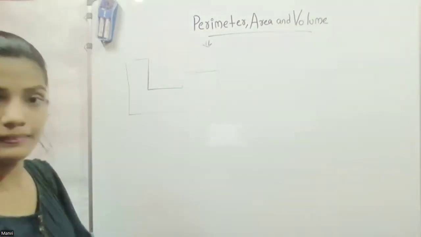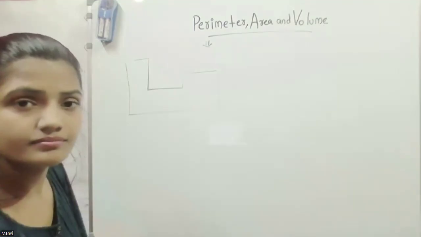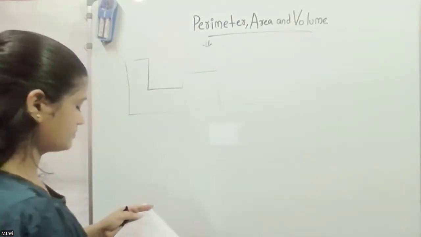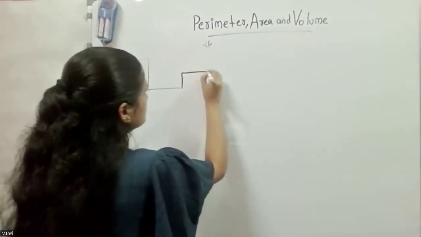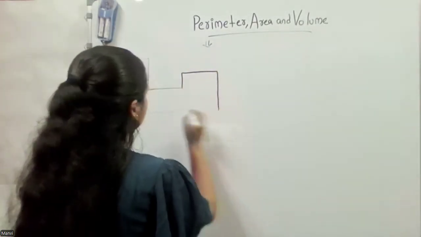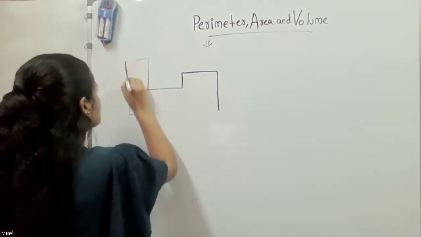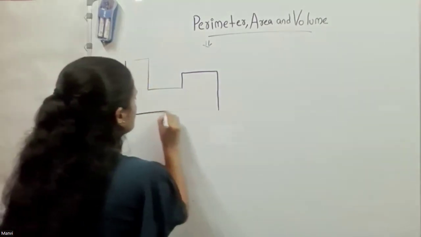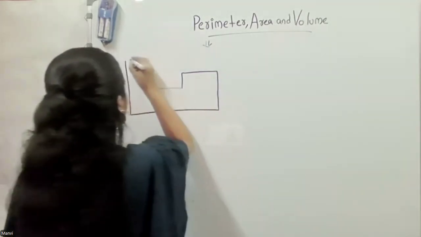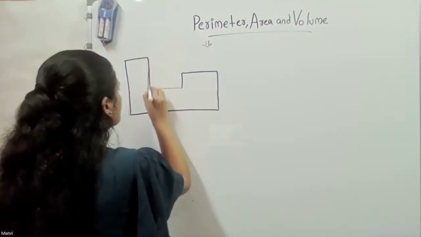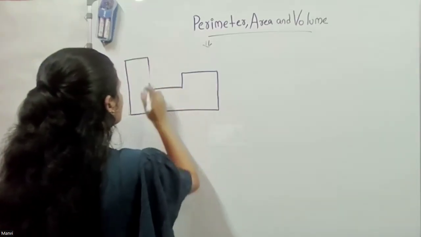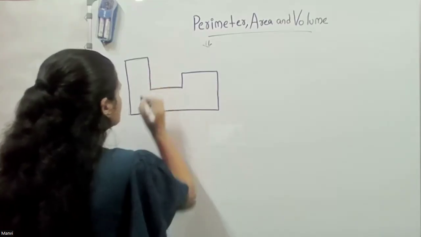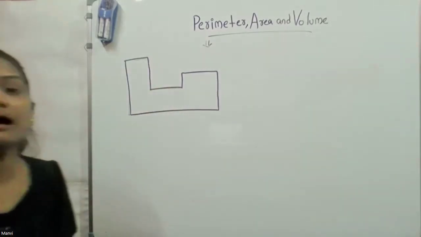What's this shape? It's very light. I make it darker so it's clearly visible to you. Is it okay now? Yeah, now it's okay. So this is a compound shape.